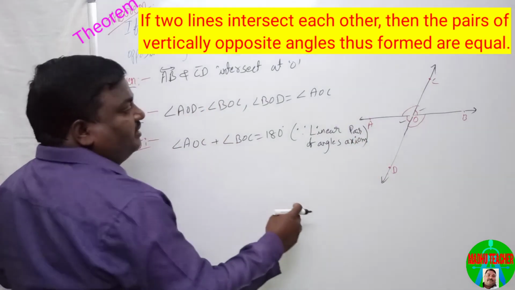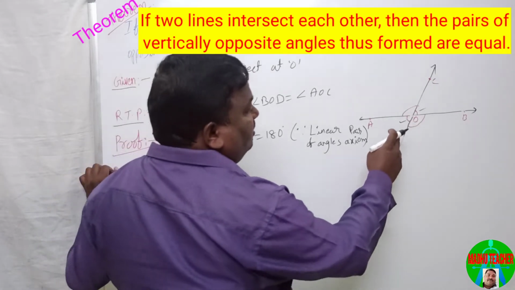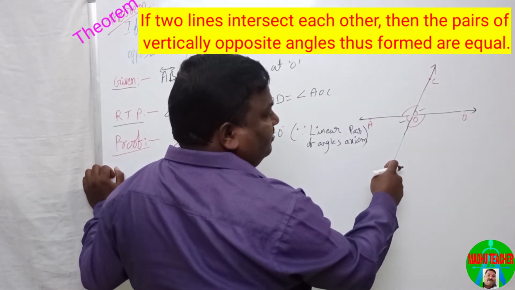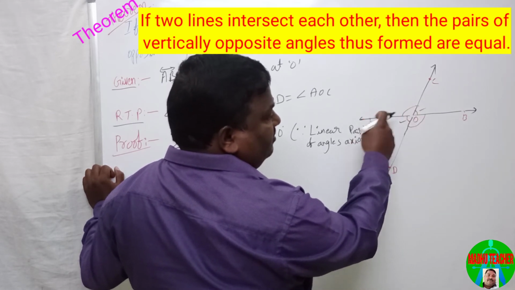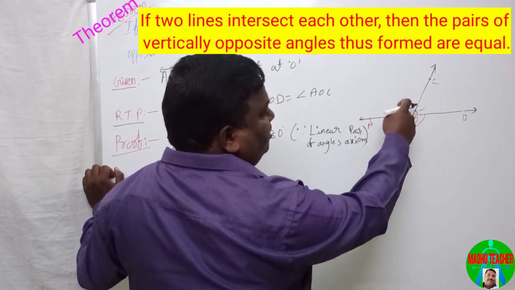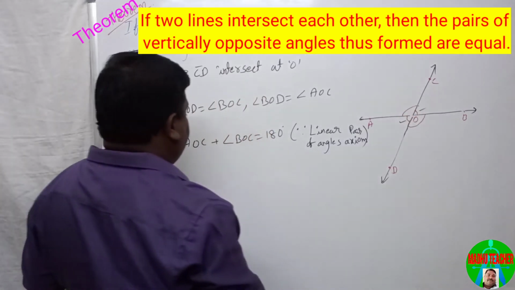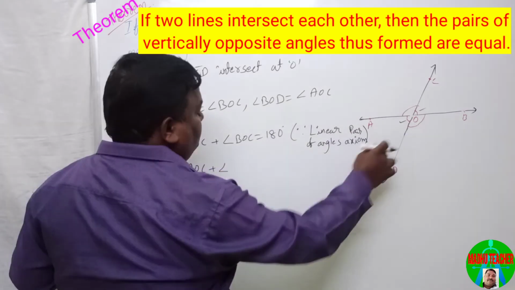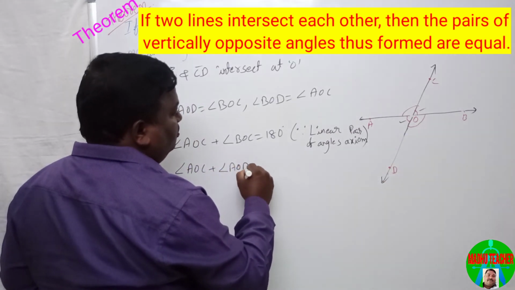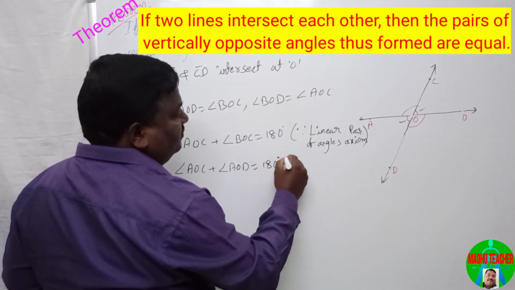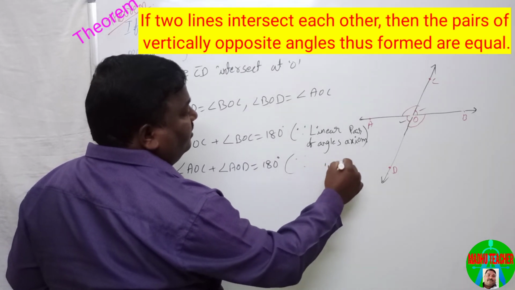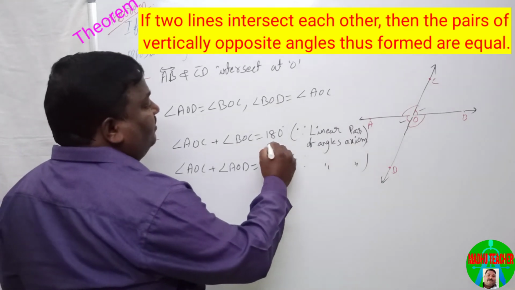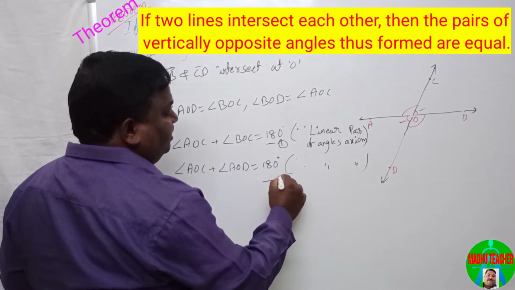Similarly, CD is a line and OA stands on this line. Therefore, these two are supplementary angles. That is, angle AOC plus angle AOD equals 180 degrees, by the same linear pair of angles axiom. Let this be the first equation and this the second.